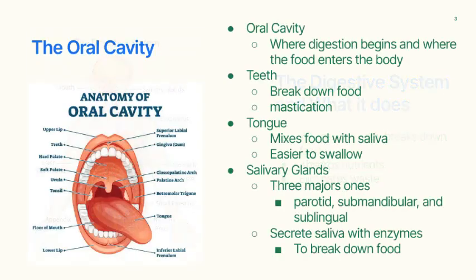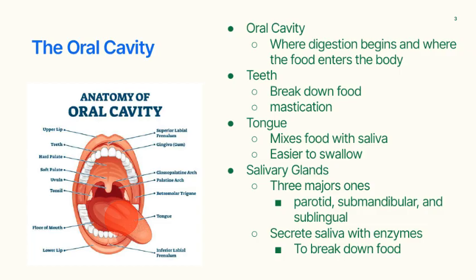First, we're going to talk about the oral cavity. The oral cavity is where digestion begins and where the food enters the body. In this diagram, you can see things like the mouth as a whole, the teeth that grind up the food, the tongue that moves it around, and the salivary glands that produce saliva. So first, we're going to start with the teeth.